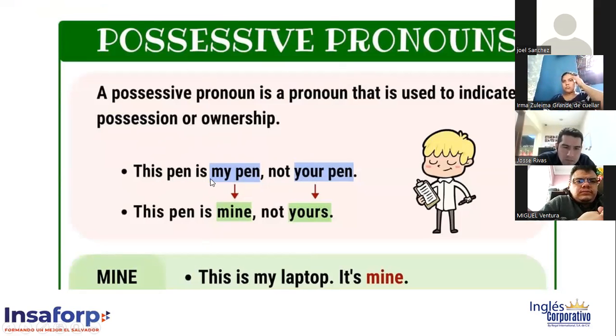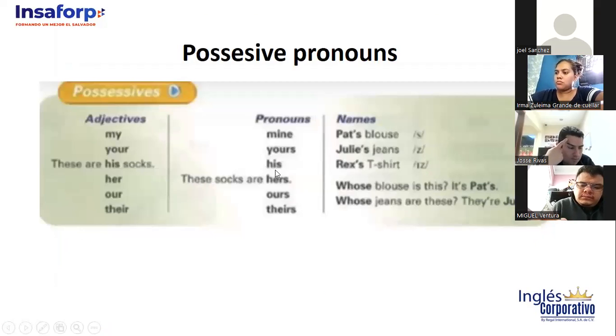Example, this pen is my pen, not your pen. Entonces, en vez de decir este lapicero es mi lapicero, no tu lapicero, we can say, this pen is mine, este lapicero es mío, no tuyo. This pen is mine, not yours. Mine, this is my laptop, it's mine. Para decir es mío. Entonces, en la tablita anterior, aquí quiere decir mío, tuyo, suyo, de él, ¿verdad? Suyo, de ella, nuestros y de ellos.